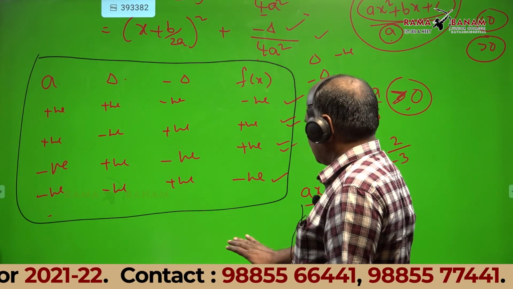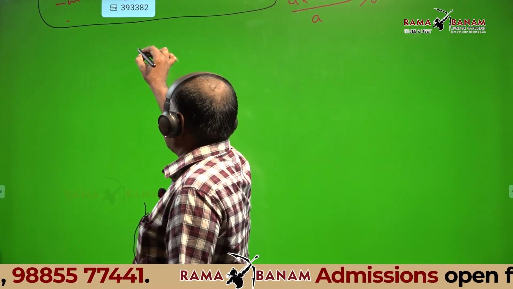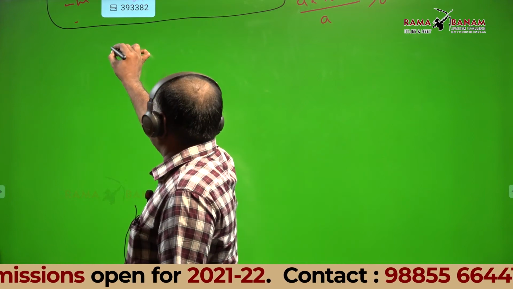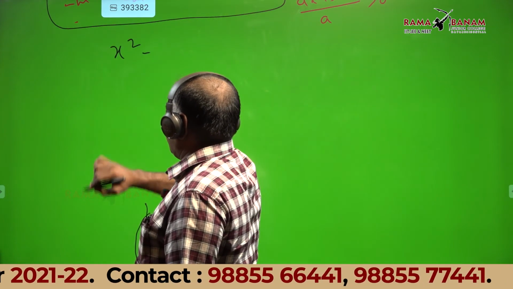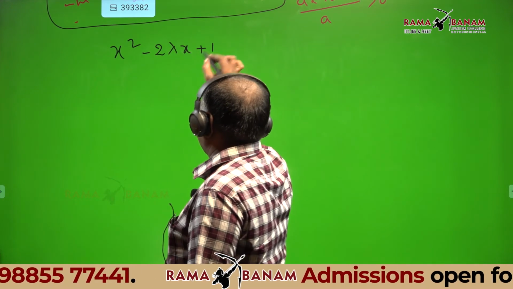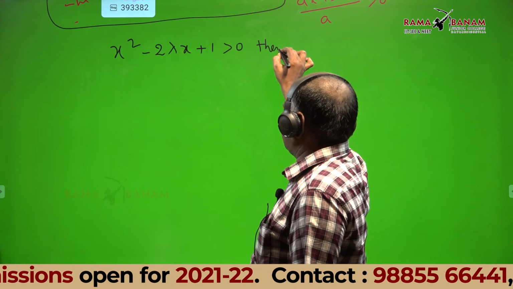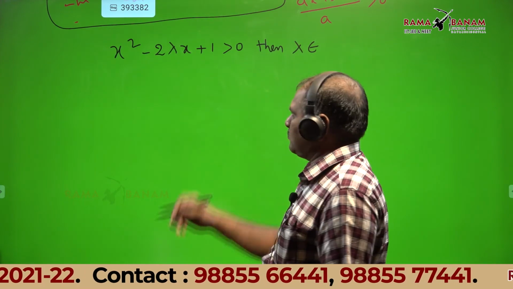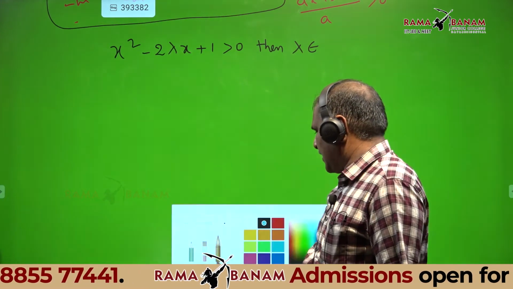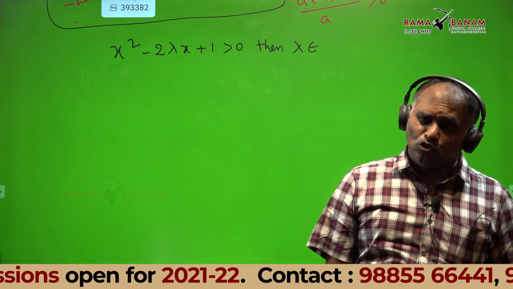Write down that one small question. Based on this, if x square minus 2 lambda x plus 1 is greater than 0, then lambda belongs to what?